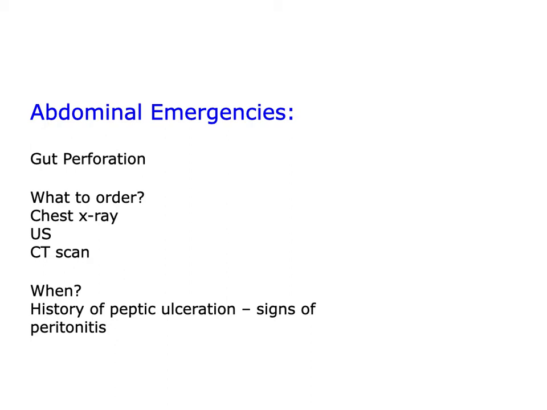Then second is ultrasound, and then CT scan. Chest X-ray, ultrasound, and CT scan, in case you are suspecting perforation. The more common perforation is secondary to peptic ulcer, but also in the case of West Africa, there is typhoid perforation of the gastrointestinal tract.